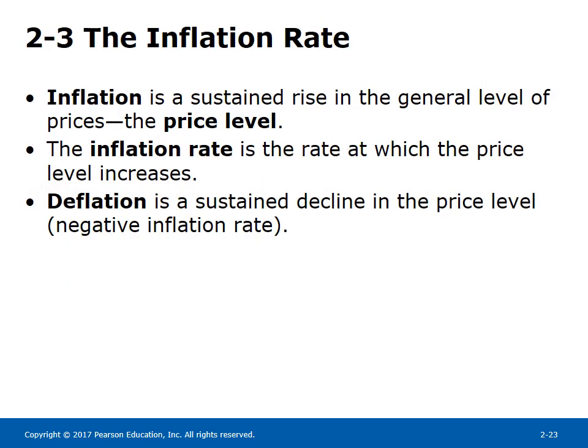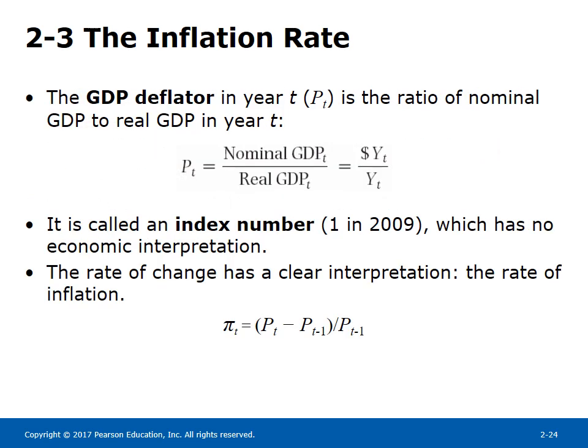The inflation rate. Inflation is a sustained rise in the general level of prices, the price level. The inflation rate is the rate at which the price level increases. Deflation is a sustained decline in the price level, a negative inflation rate. The inflation rate can be measured using the GDP deflator. The GDP deflator in year T, P_T, is the ratio of nominal GDP to real GDP in year T. It is called an index number, 1 in 2009, which has no economic interpretation. The rate of change has a clear interpretation.